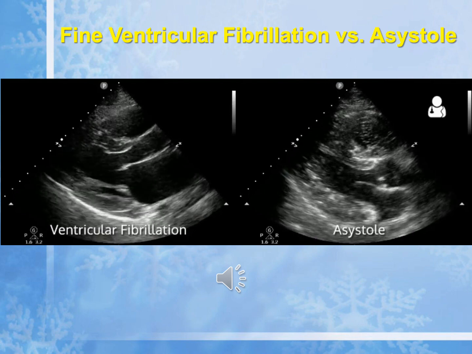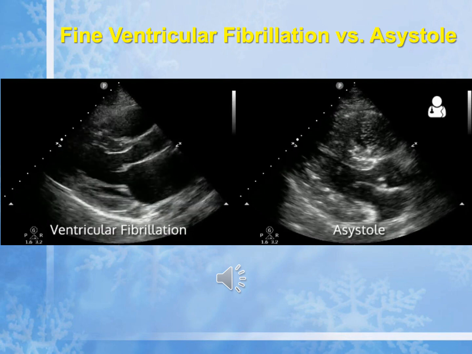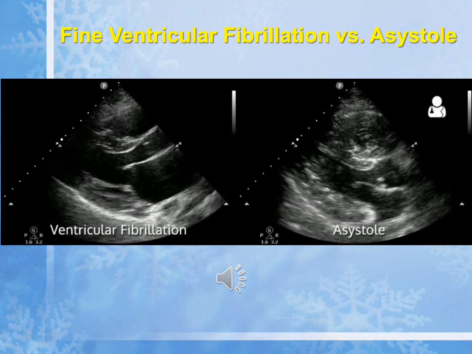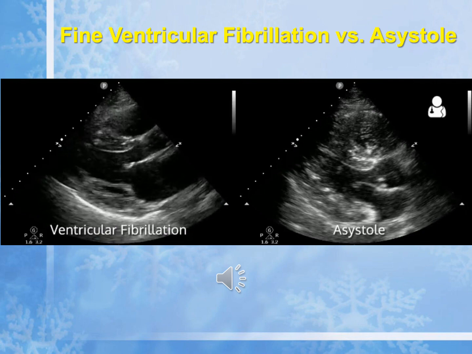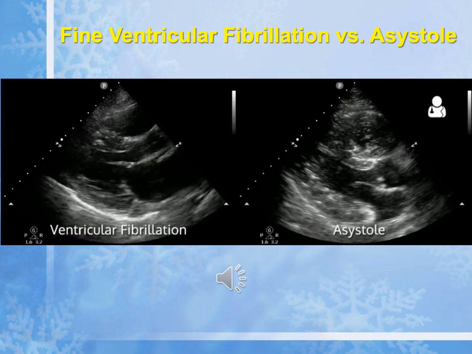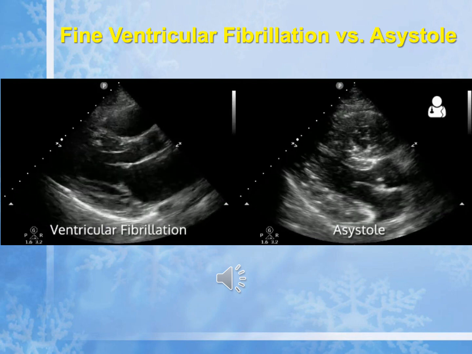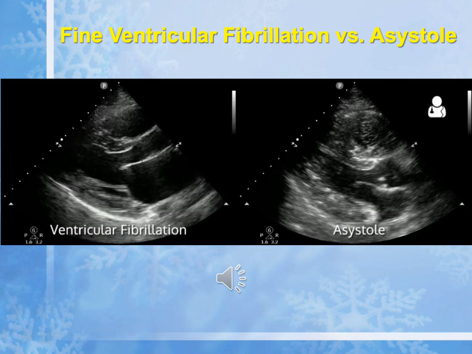The actual ventricular fibrillation can be seen on an echocardiogram, looking at the ventricles quivering, as opposed to asystole from cardiac arrest, in which there is no movement of any parts of the heart.